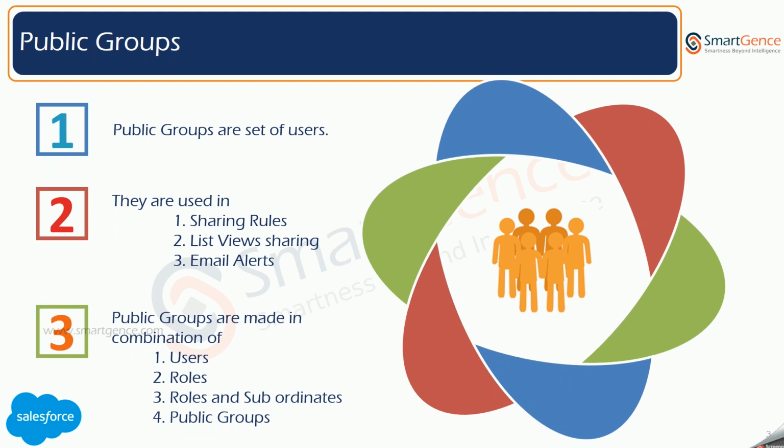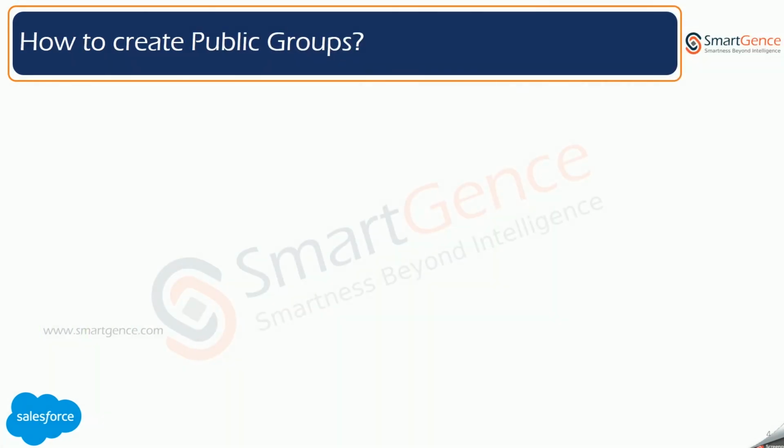Public groups can be made up of multiple users, or all the users in a particular role, or all the users in a particular role and their subordinates. By subordinates we mean all the users under them. Or a public group can also be a combination of two or more public groups, so even that is a possibility. So how to create a public group?